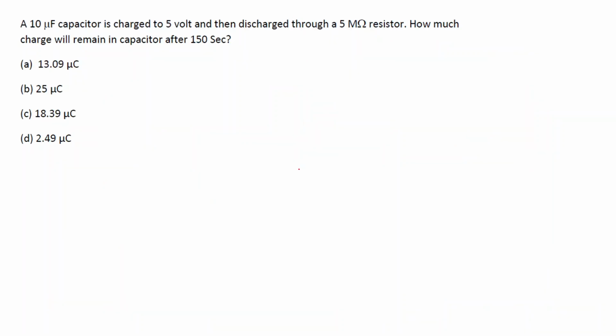Okay, next question. A 10 microfarad capacitor is charged to 5 volt and then discharged. Again the situation is for discharging, and the capacitance is 10 microfarad, and the resistor this time they have told is 5 mega ohm, and it's getting discharged.